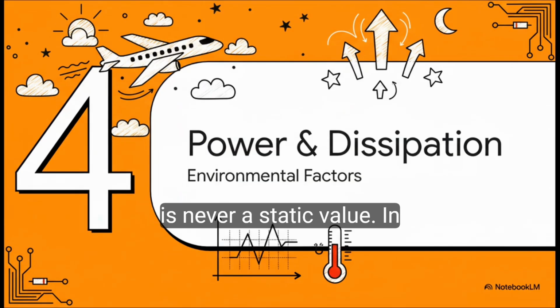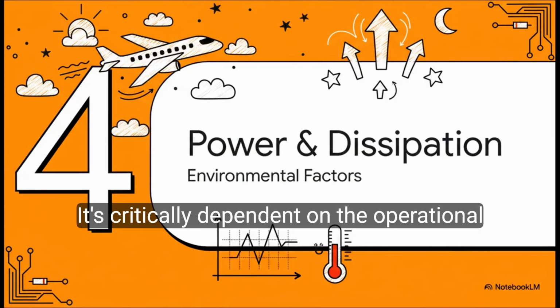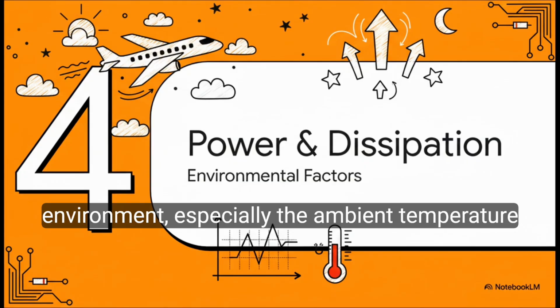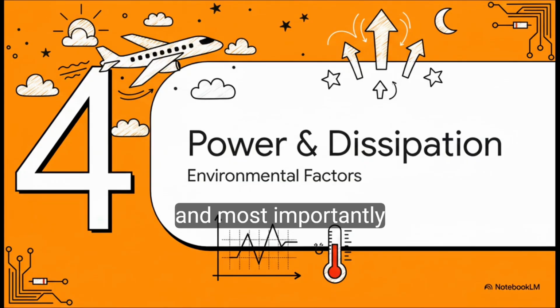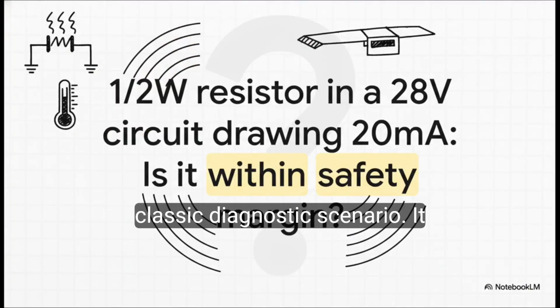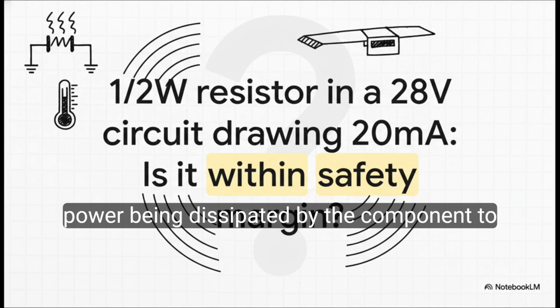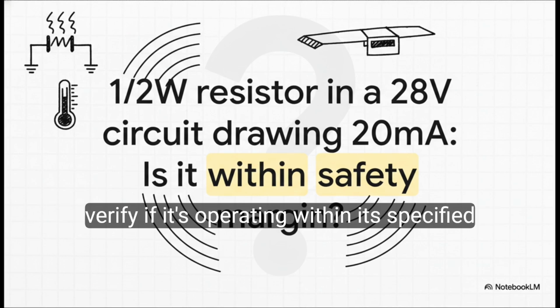Power dissipation is never a static value. In aerospace, it's a dynamic variable. It's critically dependent on the operational environment, especially the ambient temperature and, most importantly, altitude. This is a classic diagnostic scenario. It requires the technician to calculate the actual power being dissipated by the component to verify if it's operating within its specified thermal limits.